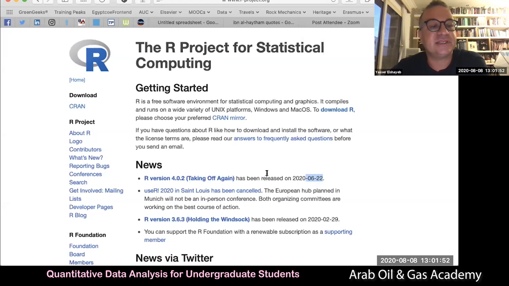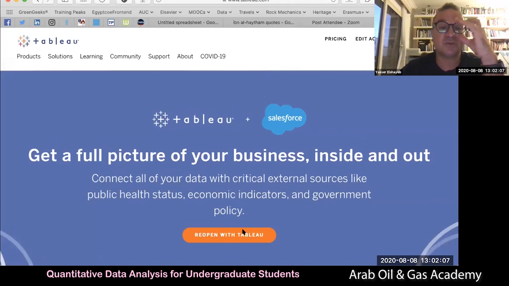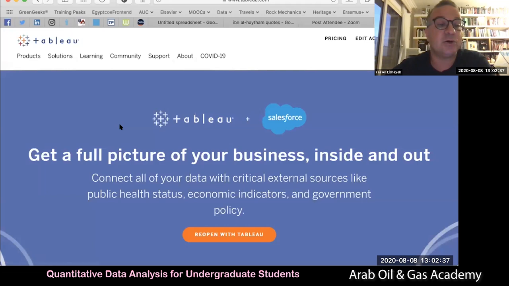The other tool that I'll be using in this call is called Tableau. Tableau is a paid software. But if you are a student at a university or attached to a university one way or another, and you have an email that has the domain .edu in it, for example in Egypt we use edu.eg, like Cairo University, cu.edu.eg, or .edu as in the US, you can have Tableau Desktop for free.